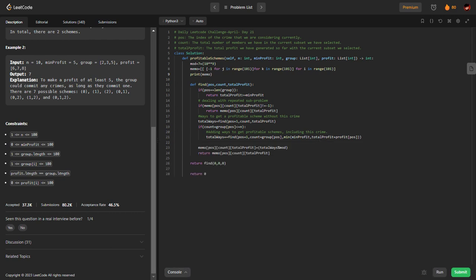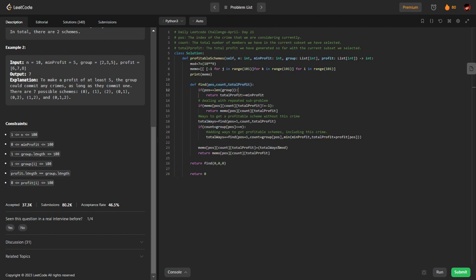Fine. Now quickly coming to the C++ code. This is the function we are declaring to find the answer. Finally, our answer will be find(0, 0, 0). These are the three variables. We are starting with position 0 with count 0. That means initially the subset has 0 members, and finally the total profit is 0.